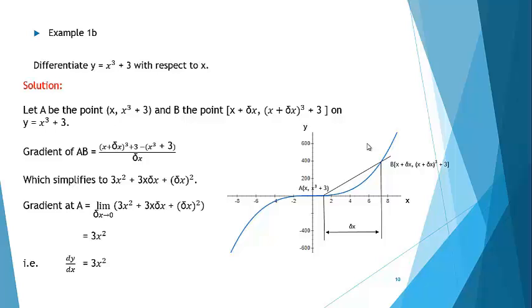So the gradient of AB equals the increase in y over the increase in x, which is (x + Δx)³ + 3 − (x³ + 3) over Δx, which simplifies to 3x² + 3xΔx + (Δx)². So the gradient at A equals the limit of 3x² + 3xΔx + (Δx)², where Δx tends to 0. So as Δx tends to 0, we get an answer of 3x². So we can say dy/dx, or the derivative of y with respect to x, equals 3x².